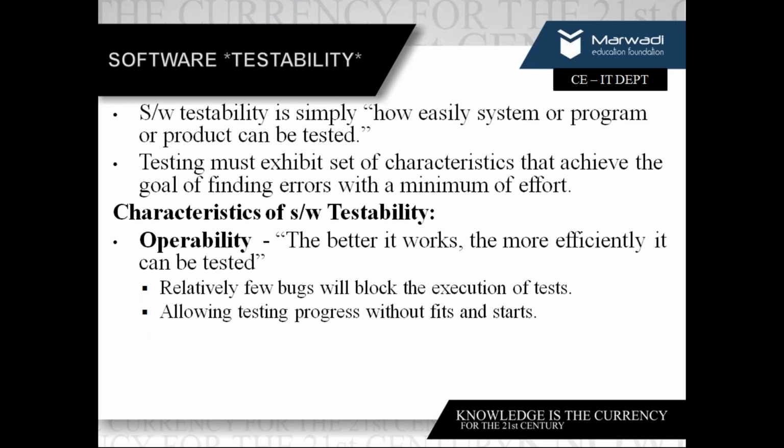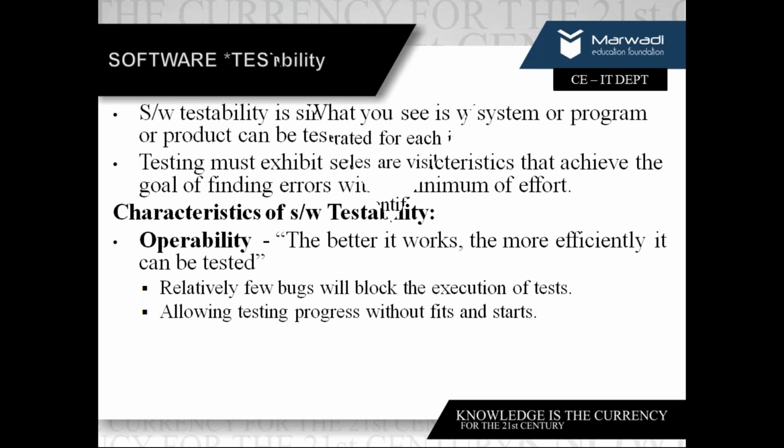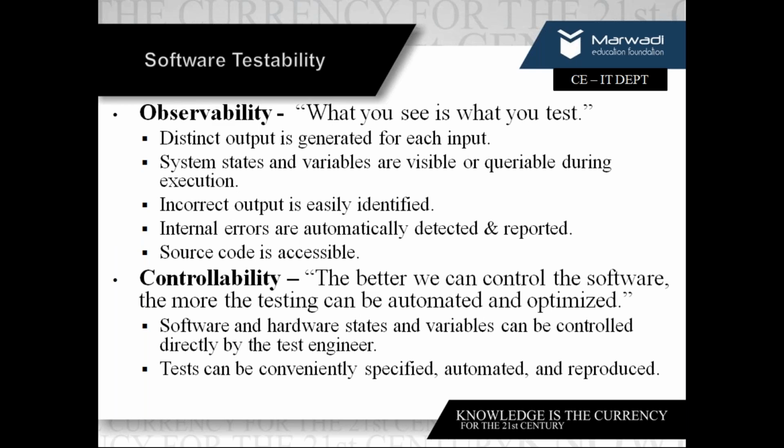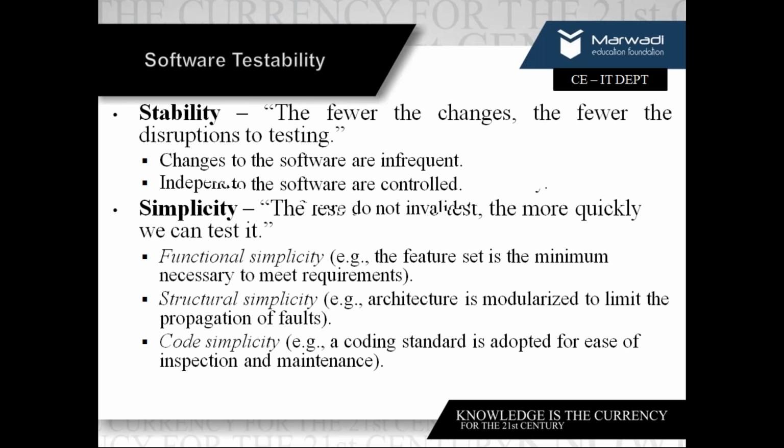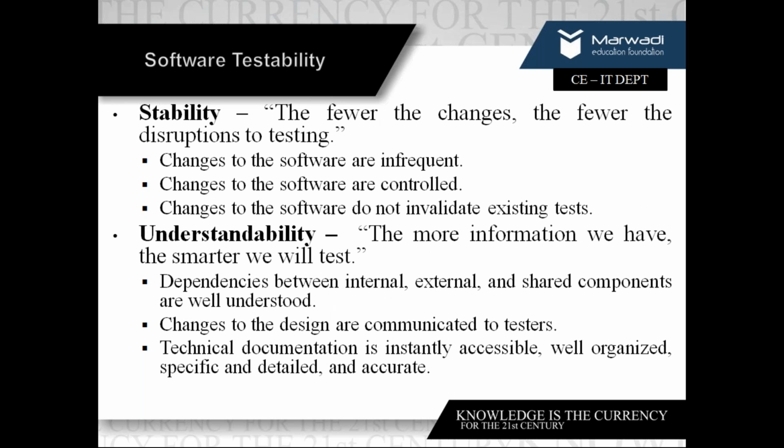Operability, you can write one line. The better it works, the more efficiently it can be tested. What you see, what you test. The better we can control the software, the more testing can be automated and optimized. Decomposing, simplicity, stability, and understanding.